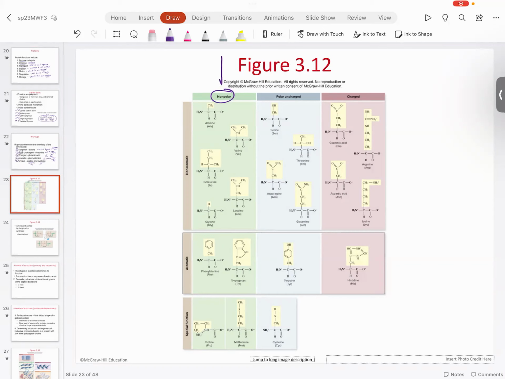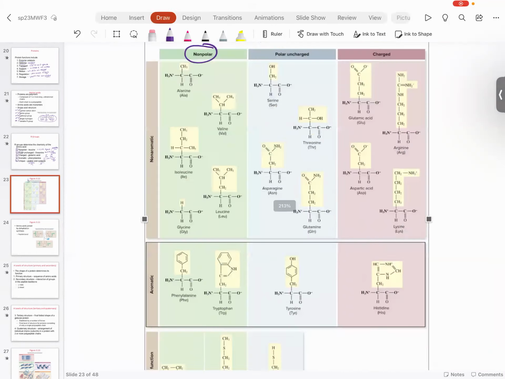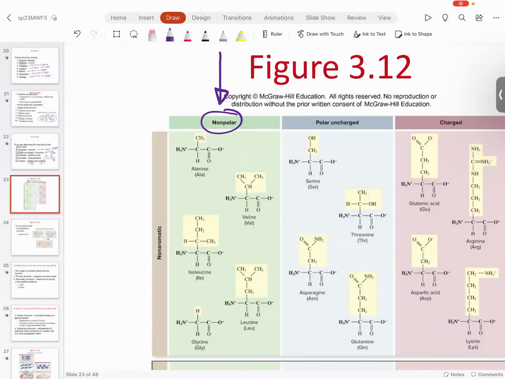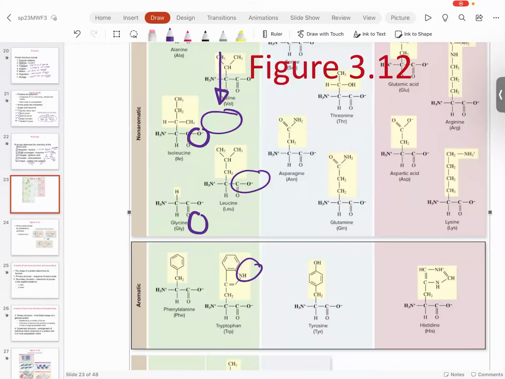So the non-polars, moving down the column. They're all nonpolar because all these R groups are rich in carbon hydrogen bonds. Mostly carbon hydrogen, carbon hydrogen, carbon hydrogen, and so forth.